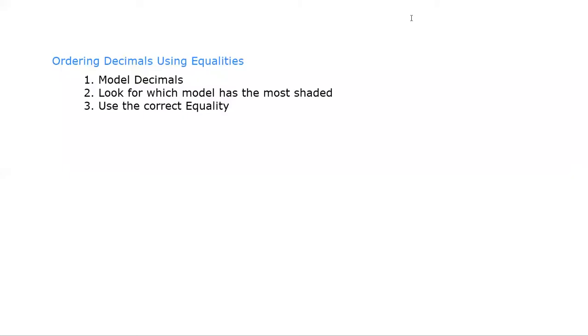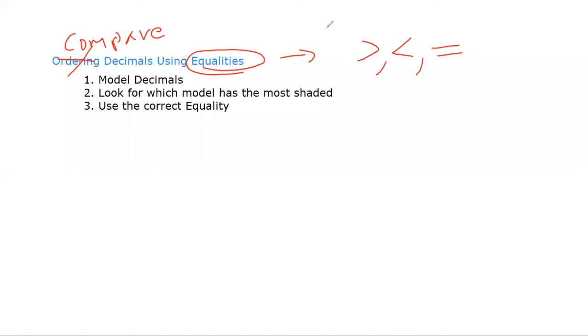Hey everyone, today we are diving into decimals a little bit deeper, right? We're going to be thinking today about how we now use those equalities we've talked about before: greater than, less than, or equal to. How do we use these equalities to really compare the value of them, not even order, but to compare the value, right?